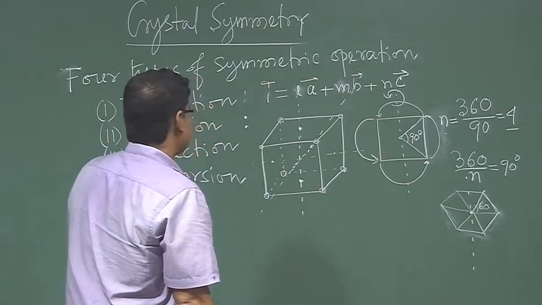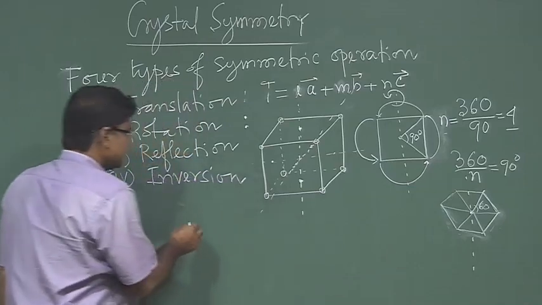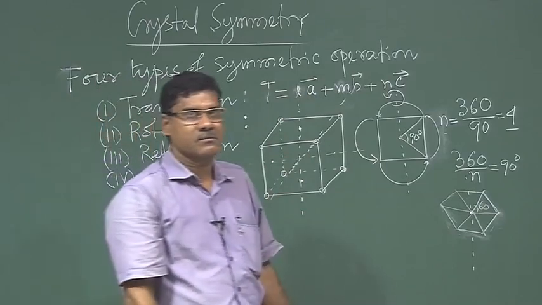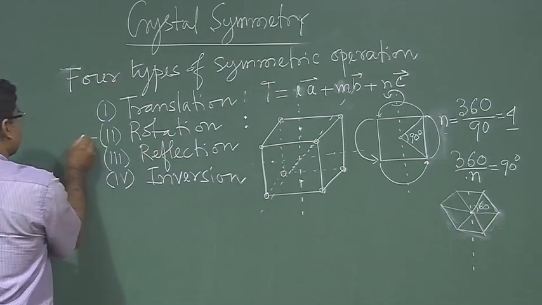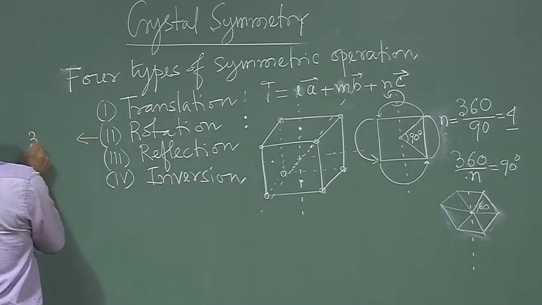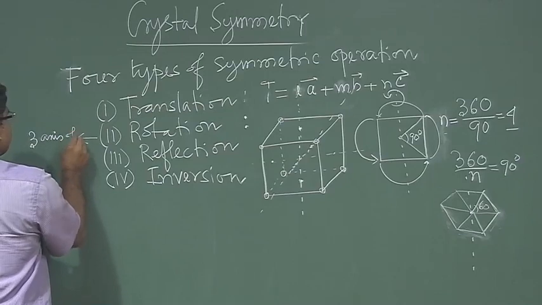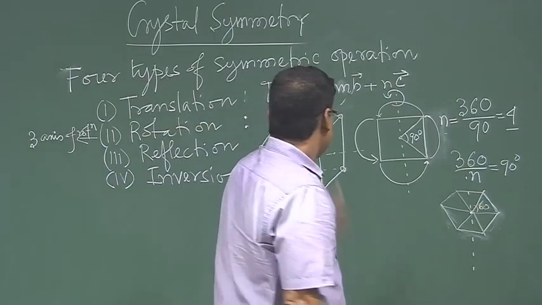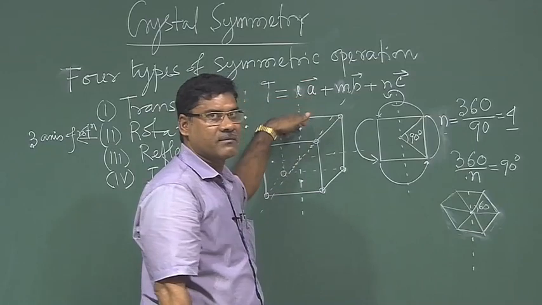Okay. So, basically, the axis passing through the center of the face. So, this cubic crystal has three axes of rotation, right, about the axes passing through the center of the faces.